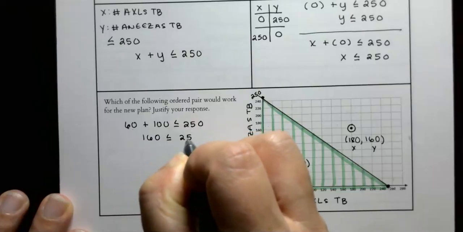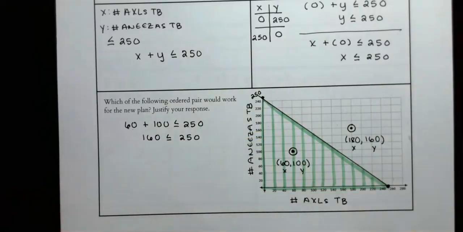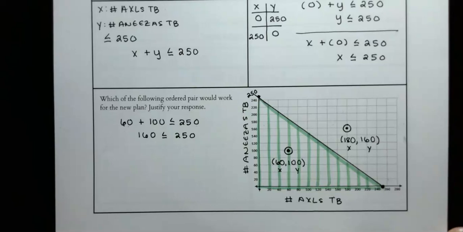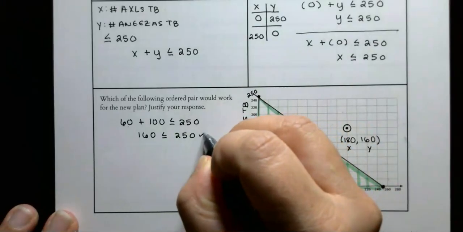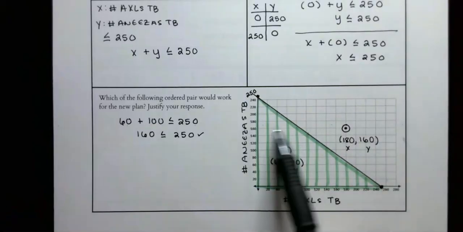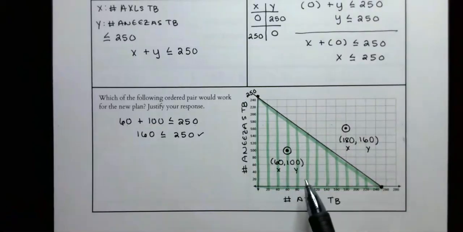Now we just have to ask ourselves if this is a true statement. It's either going to be true or it's going to be false. 160 is not equal to 250, but it is less than 250. So for that reason, this is true. Notice that the point in the shaded region gave me a true statement.